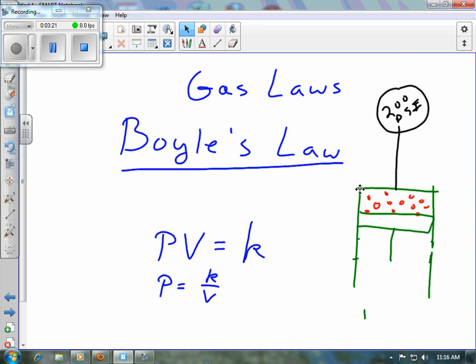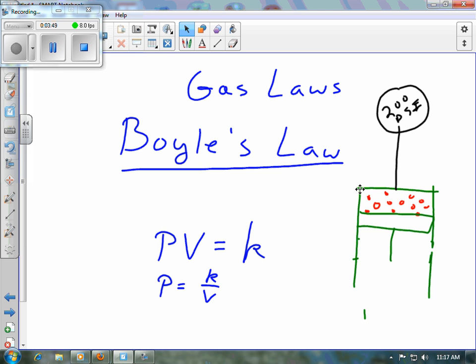Likewise, if you change the pressure, then the volume would have to change to maintain K. So in any case, you have this relationship, PV equals K. And this was Boyle's law.